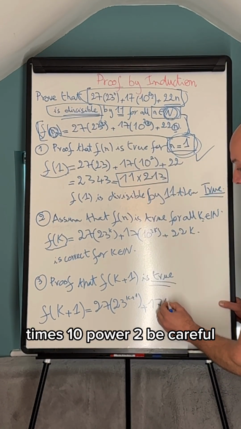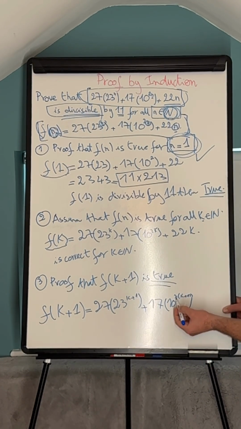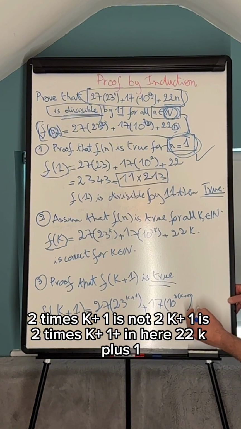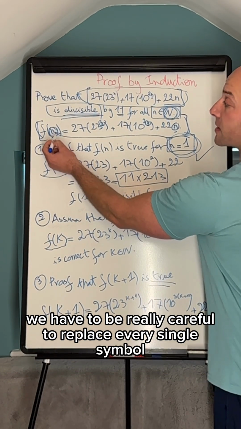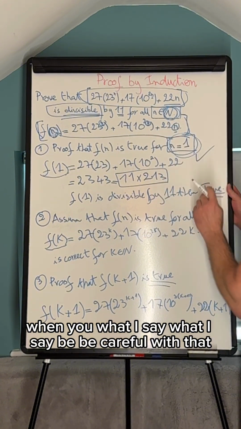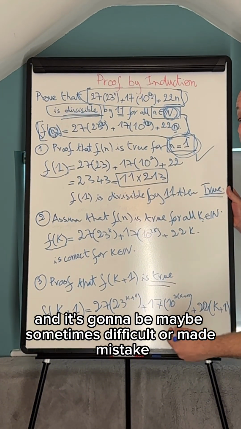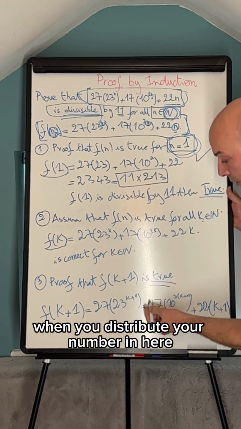times 10^2. Be careful here, k plus 1 between brackets in here. 2 times (k+1), it's not 2k plus 1, it's 2 times (k+1), plus in here 22(k+1). We have to be really careful and replace every single symbol n or k by k plus 1 in here. When you write it, be careful with that. We have to be really slow and concentrate, because there's a lot of symbols in here and it's going to be maybe sometimes difficult or make a mistake when you distribute your number in here.